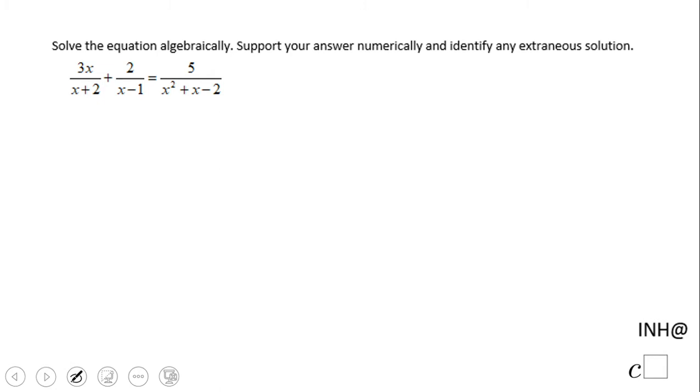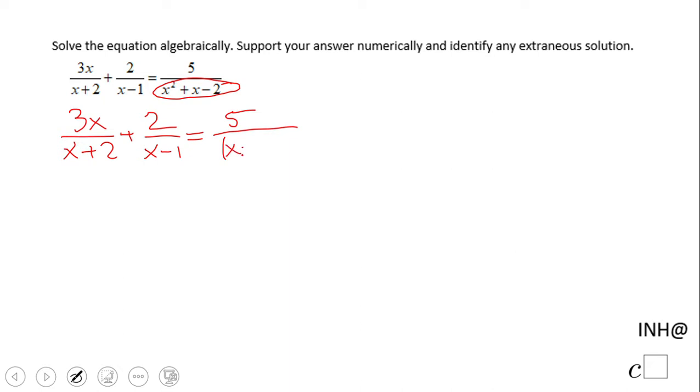We're going to look at an example of how to solve a rational equation. So we have this problem here which says 3x over x plus 2, right? Plus 2 over x minus 1. And the first thing you want to do on this rational equation is to factor out everything it's possible. In this case, the only thing that we need to factor is this quadratic, which in factored form will be x plus 2, x minus 1.